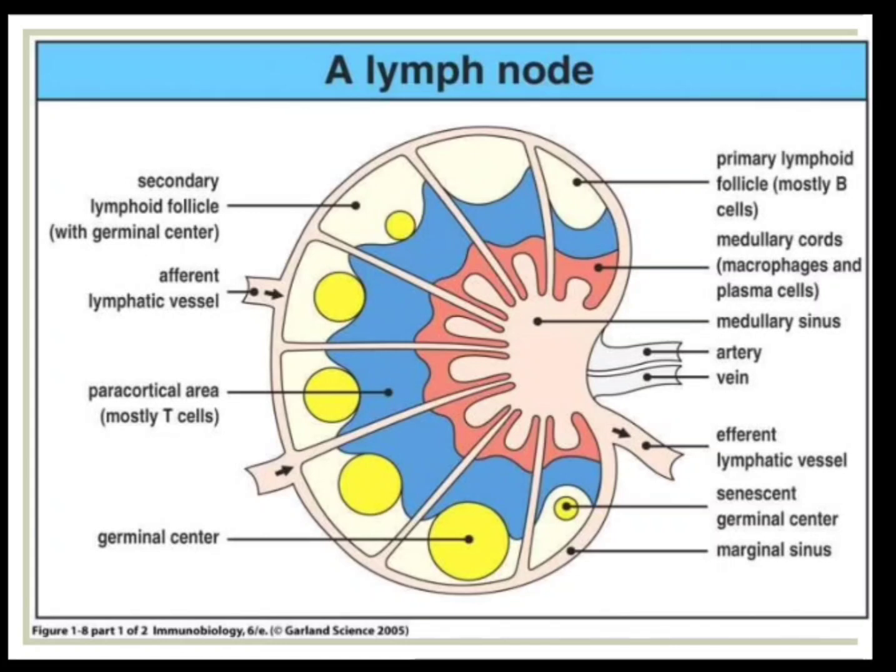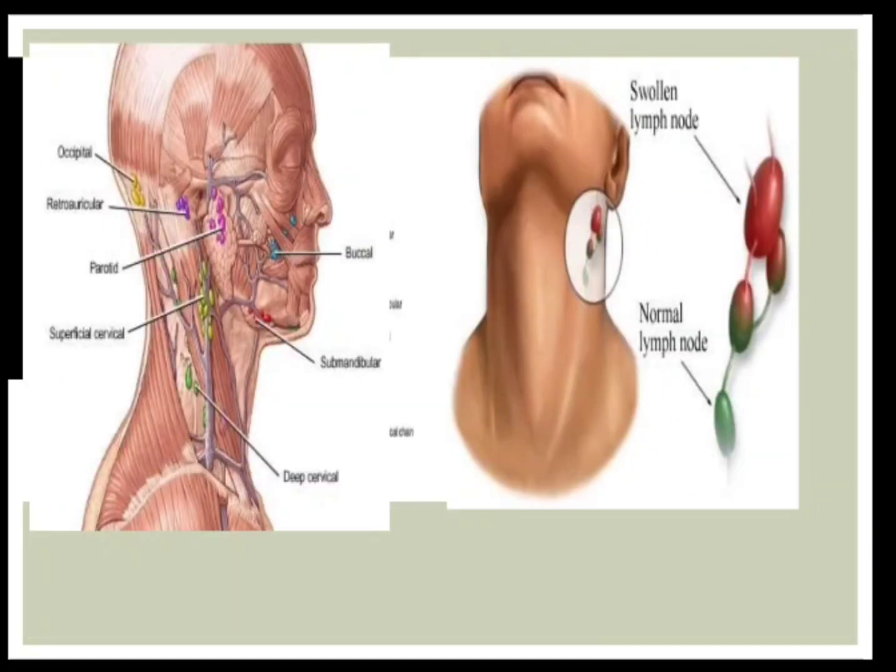So you can say that the lymph node basically has B cells, T cells, macrophages, plasma cells, and antibodies. All these cells the lymph node has. Now this is the structure. These are the different places where the lymphoid organs are present.